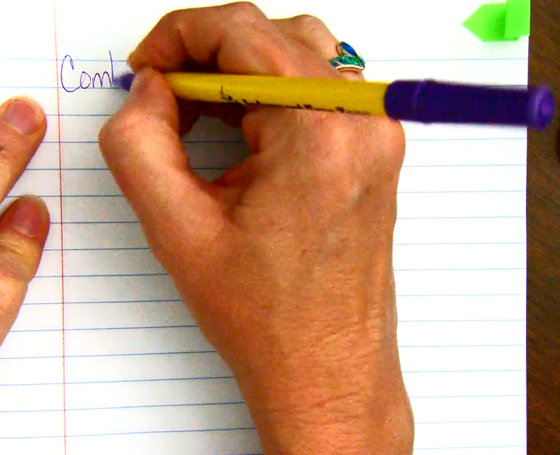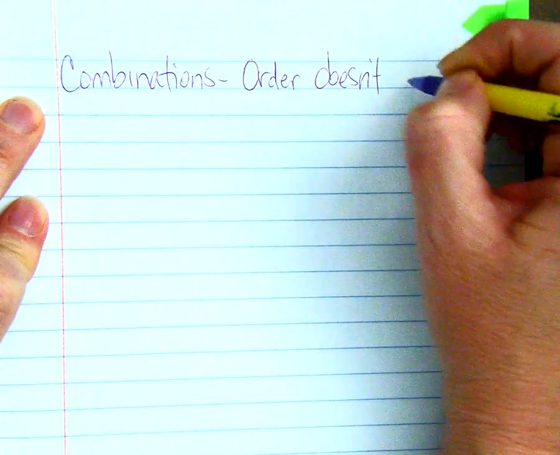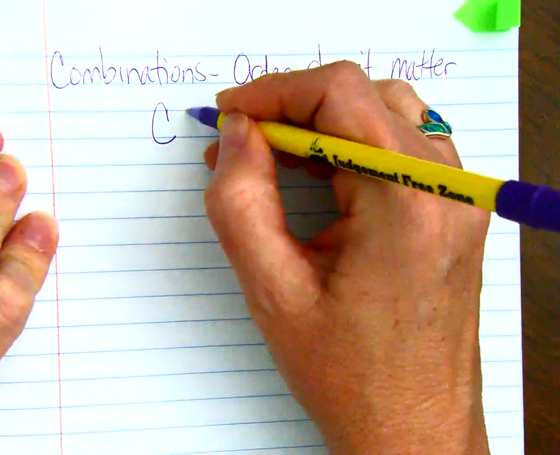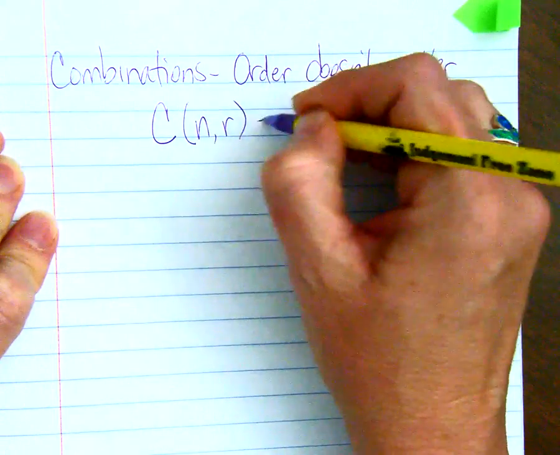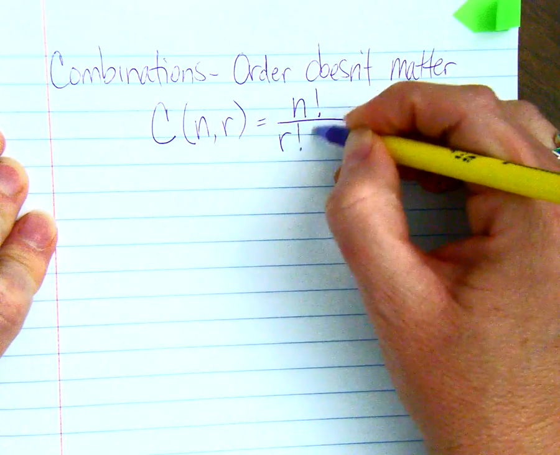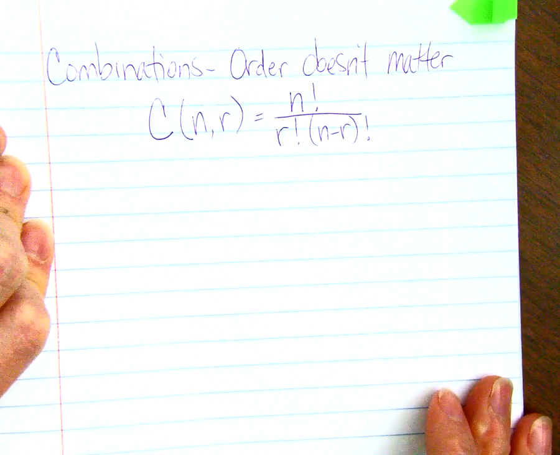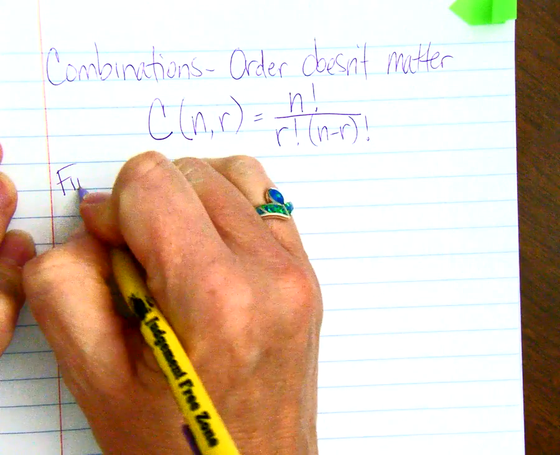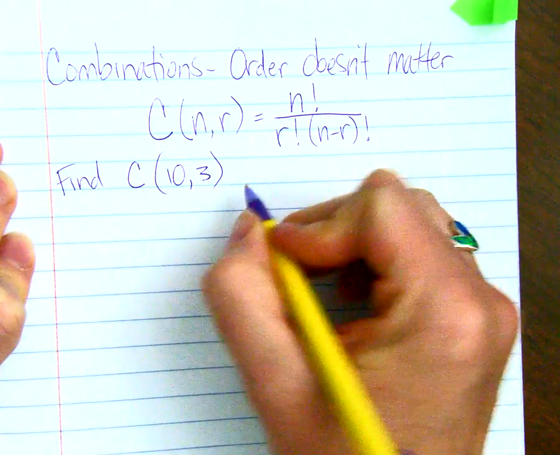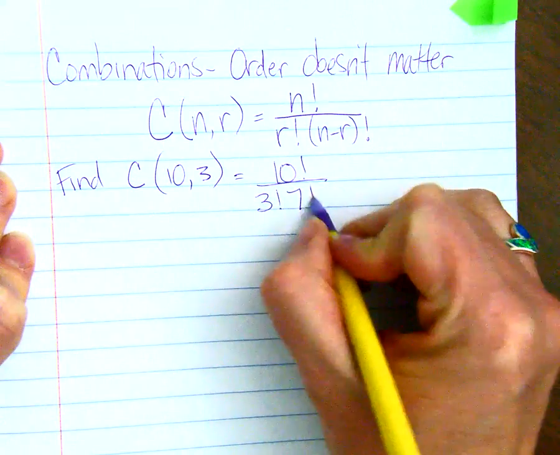So, combinations. The formula for combinations of n objects taken r at a time is just n factorial divided by r factorial times n minus r factorial. So if I wanted to find the combinations of 10 items taken 3 at a time, we would just do 10 factorial over 3 factorial times 7 factorial.